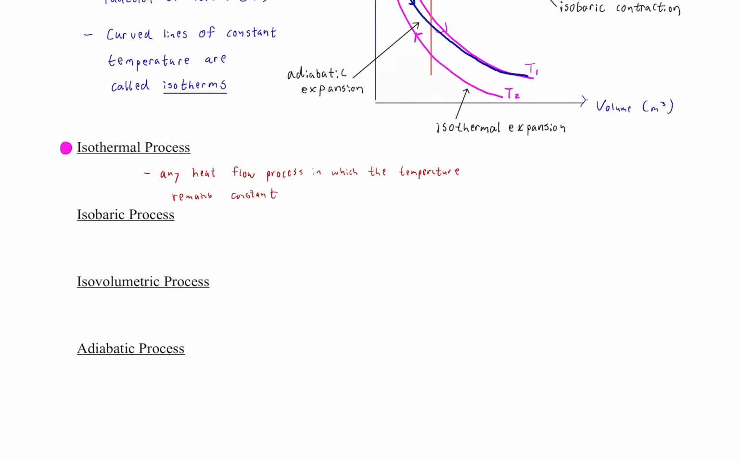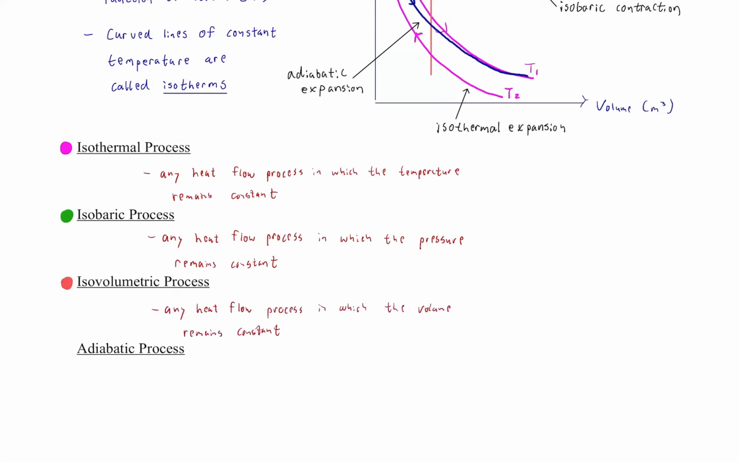All right, next up, the isobaric, that's the horizontal line. Here, any heat flow process in which the pressure remains constant, and you'll see the consequences of that. Isovolumetric, any heat flow process in which the volume remains constant. These are usually the easiest to solve.